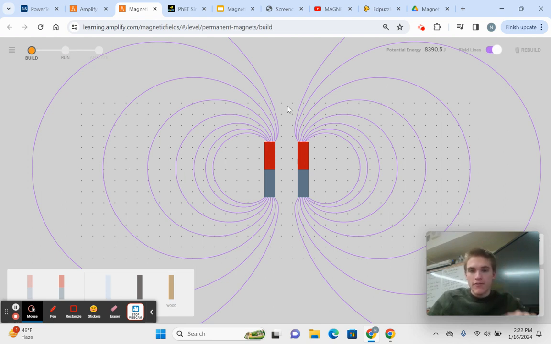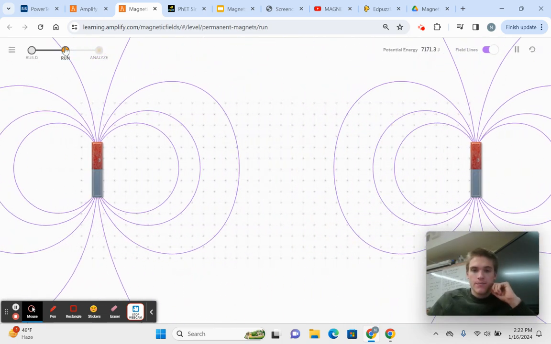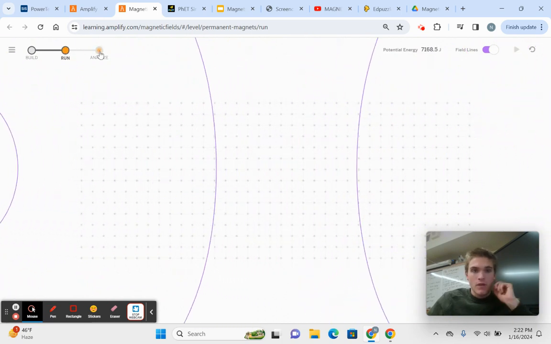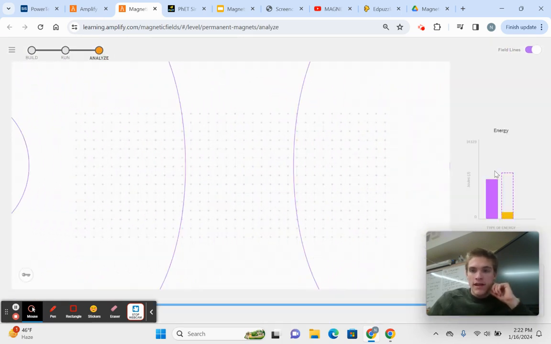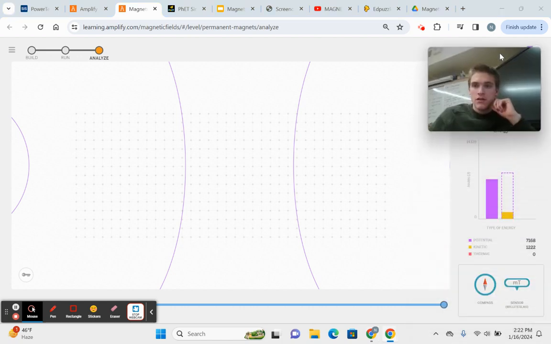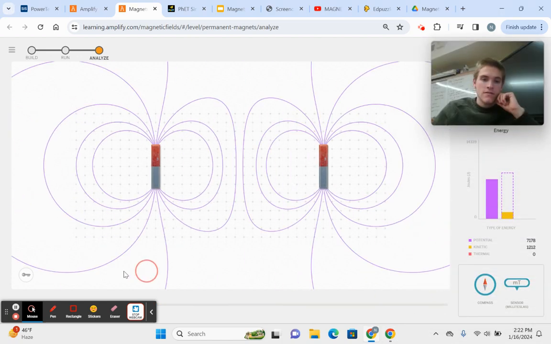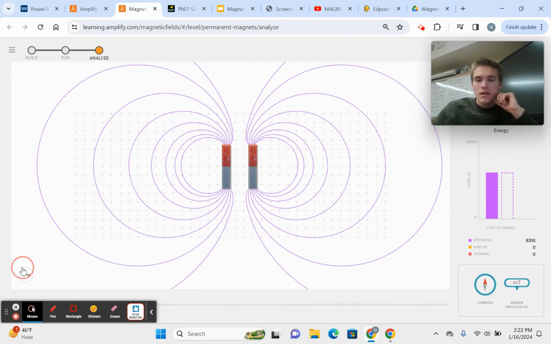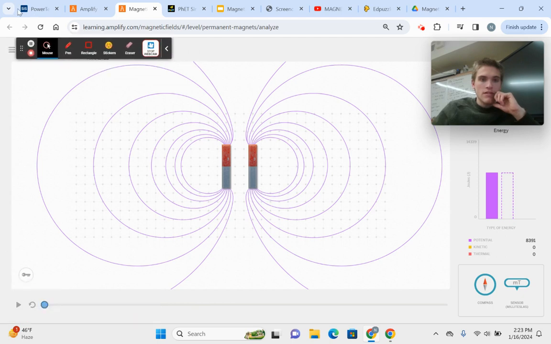First, just looking at the field lines and the direction of the magnets, will these magnets attract or repel? If you said repel, very good, you're correct. They repel. But now I want to hit analyze, and I want to analyze the type of energy that is going on in this magnetic system. And I want you to write down what you observe or what you notice about this system.